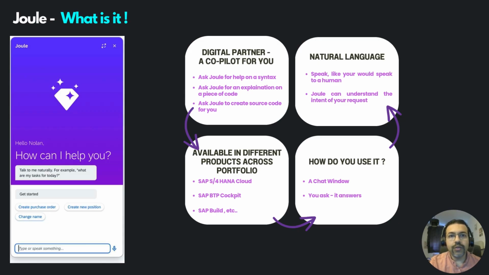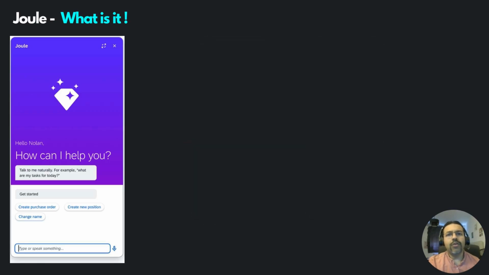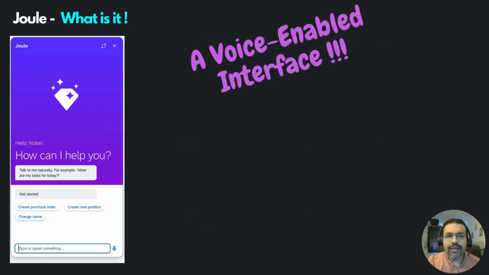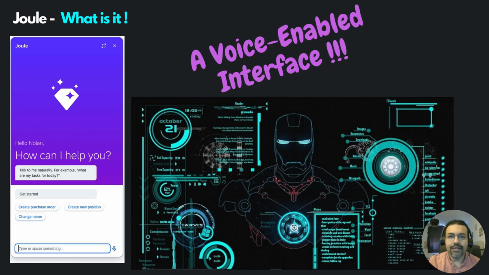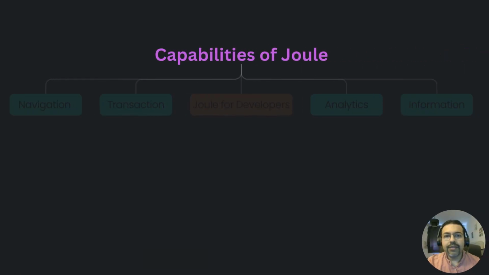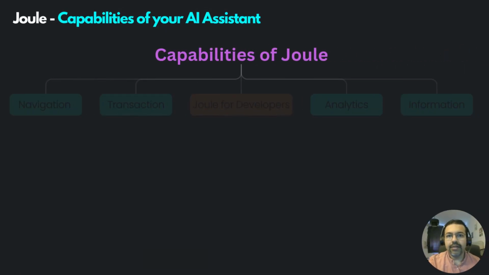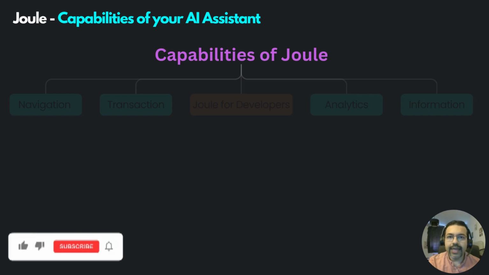You interact with Joule by typing in your requests and queries. So you communicate with it by writing words. Although I think what would really be cool is if Joule had a voice enabled interface. And then instead of typing it out, we would just say what we want. We would just speak out and Joule would work for us, just like Jarvis. Anyways, the capabilities of Joule can be divided, broadly speaking, into the following categories.